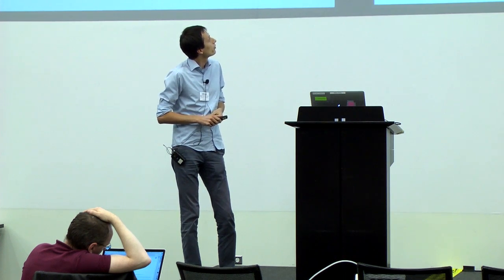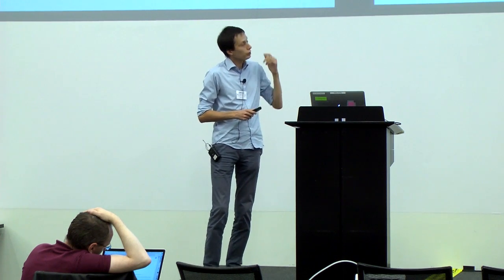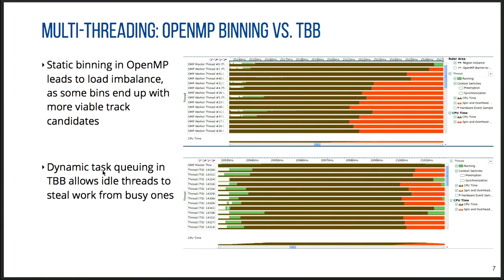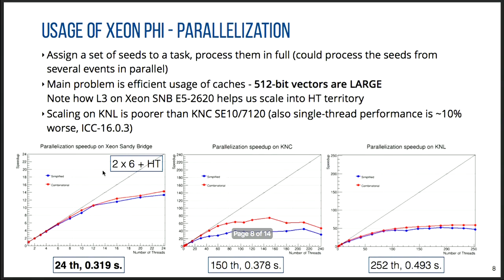Initially we used OpenMP, but as you can see, we had some problems with load balancing. So we moved to TBB. TBB's dynamic task queuing and ability to steal tasks allows us to better balance the work across the system. It does look like TBB has a higher ramp-up time, but overall it's better for balancing your work.